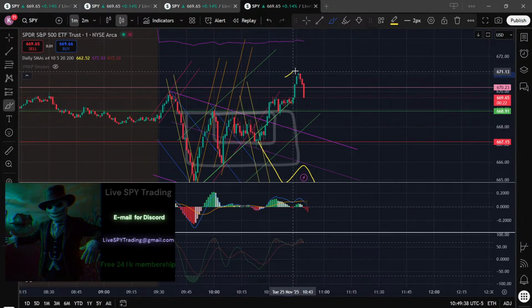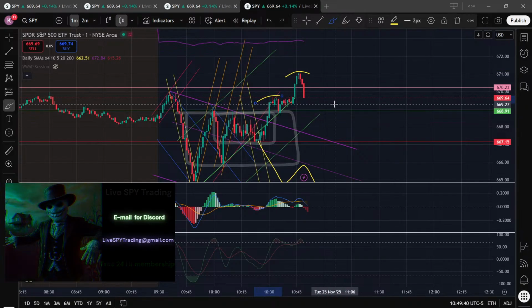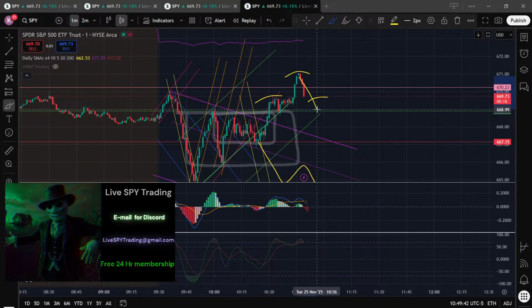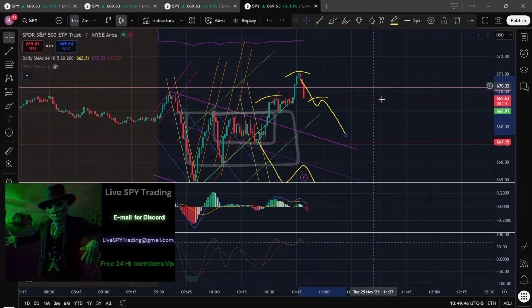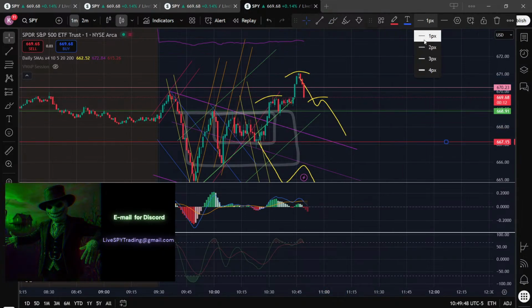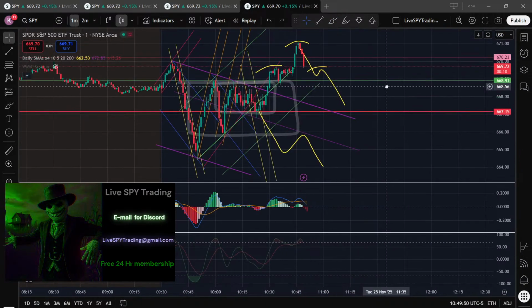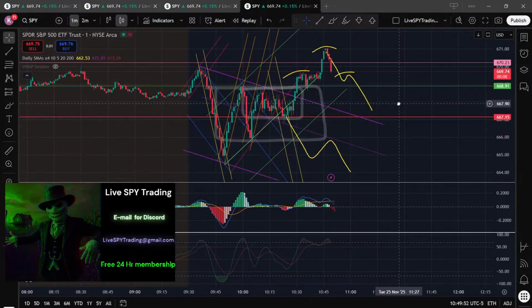All right, let's see if we're gonna form the head here. Let's see if we get a shoulder here. Let's see if we get another shoulder here. We're gonna look for this. Our safety puts are gonna be underneath this red right here. There you go. That's the answer.